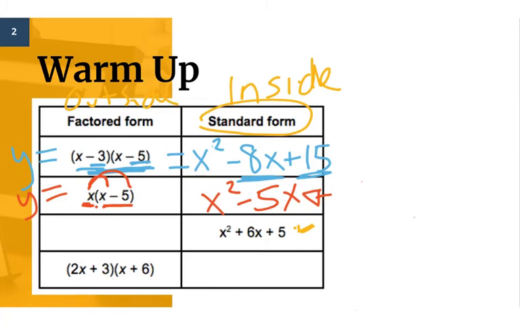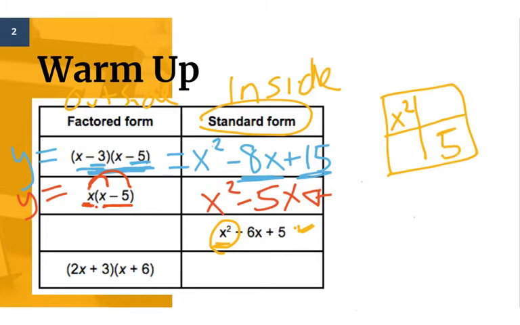All right, so now I'm going to have my box, and just like I've set up the other ones, I'm going to put x squared in the first box because I just have one of those. And then I'm going to put 5 here by itself. All right, so now I need to know what two factors of x, right?